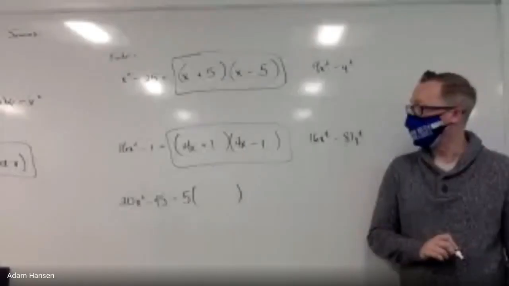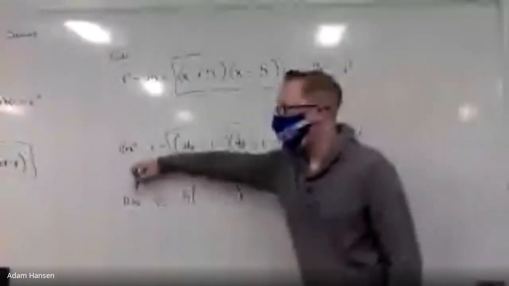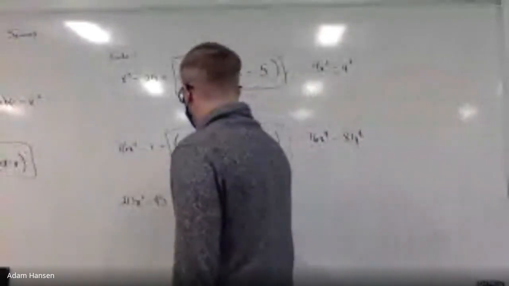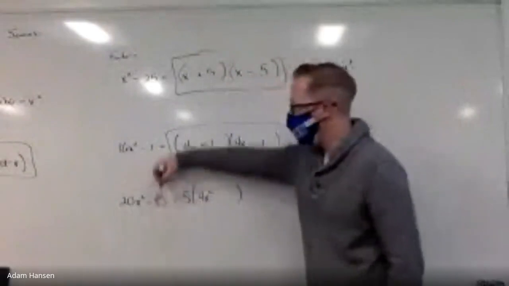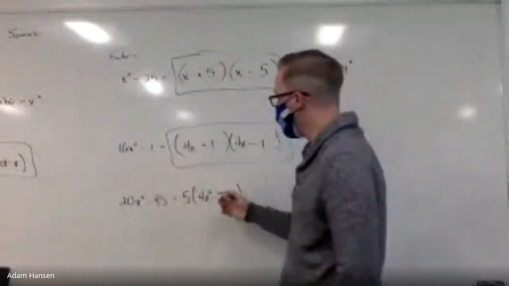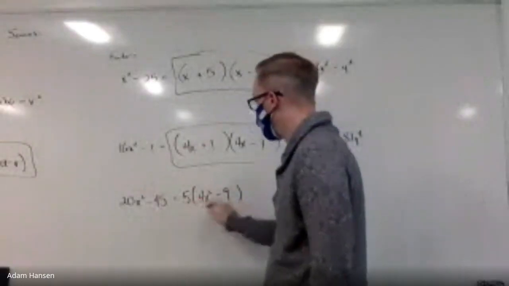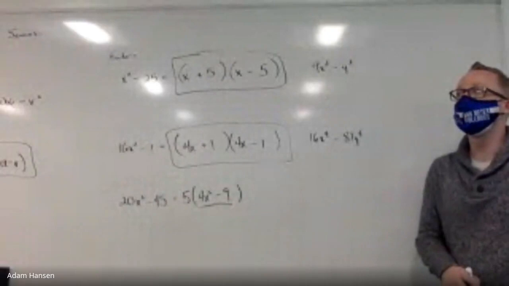When I write it in factored form, 5 times what is 20x squared? Or x squared? 5 times what is 45? I think that's going to be a 9. Look at this. Can I keep factoring 4x squared minus 9?